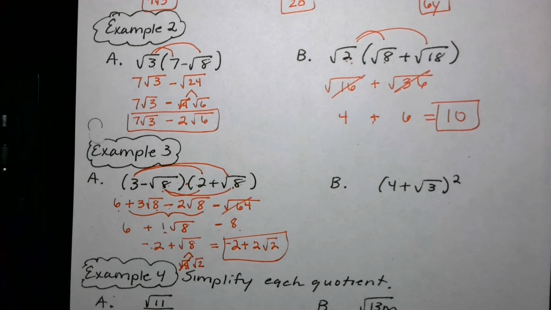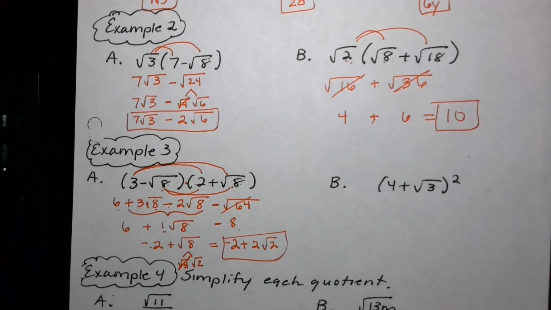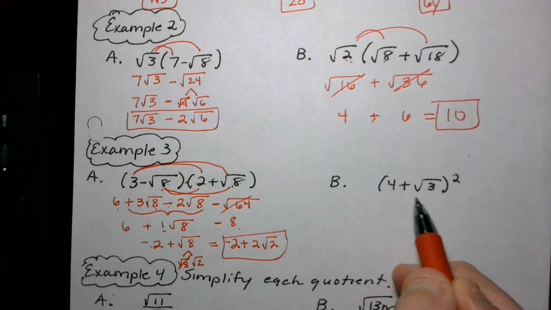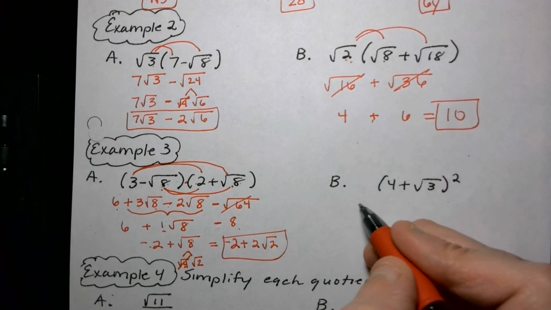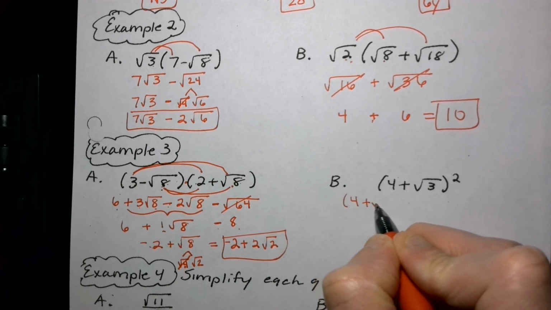So you can see why the work is really important. So you don't get lost, you don't miss a sign, etc. When you look at this one, remember this squared. It means this whole thing times this whole thing. Okay, so I'm going to have to rewrite this.